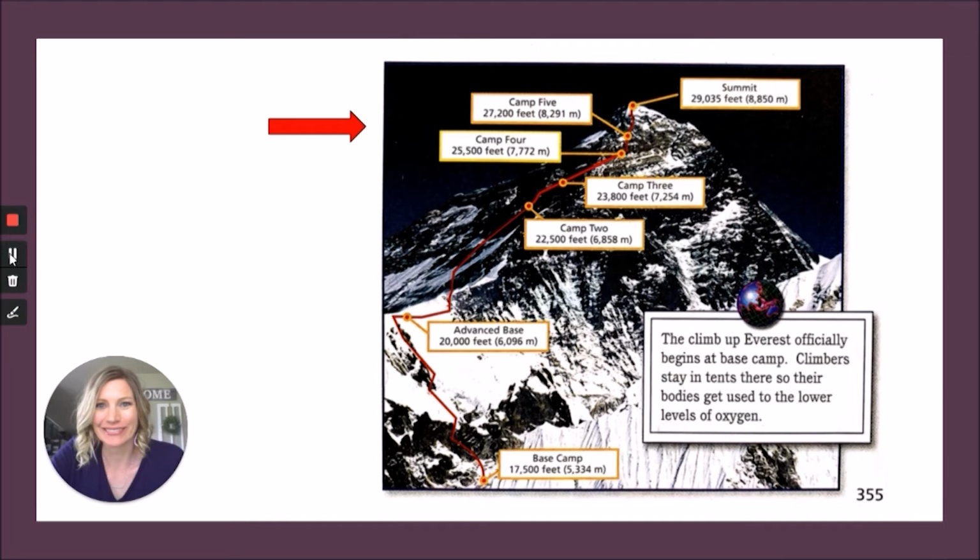This text feature is a diagram. A diagram is a picture with labels. The boxed fact says, the climb of Everest officially begins at base camp. Climbers stay in tents there so their bodies get used to the lower levels of oxygen.